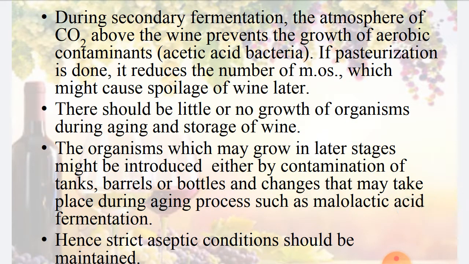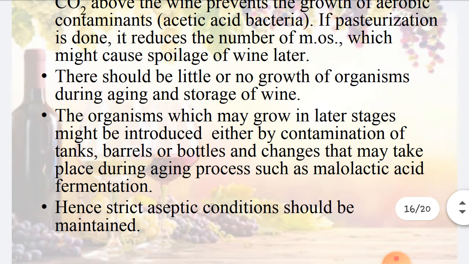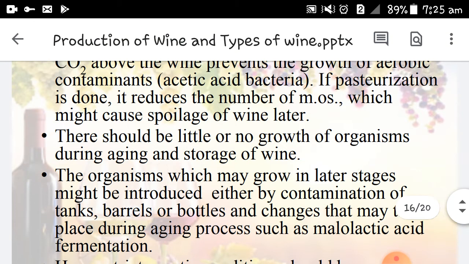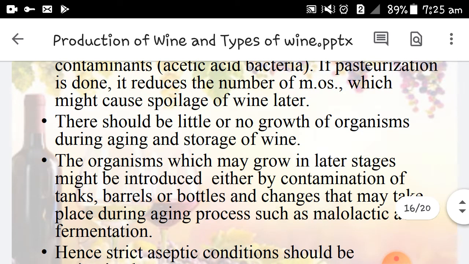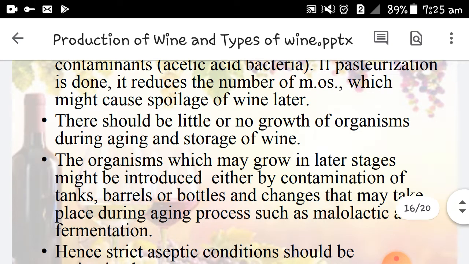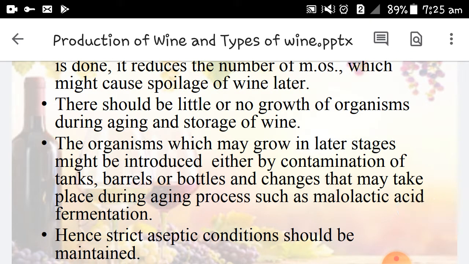During secondary fermentation, an atmosphere of CO2 is present above the wine, which prevents the growth of aerobic contaminating microorganisms like acetic acid bacteria. If pasteurization is done, then it reduces the number of microorganisms which can cause spoilage of wine later on. So sometimes pasteurization is also practiced, or even the atmosphere of CO2 will help in preventing the growth of microbes.